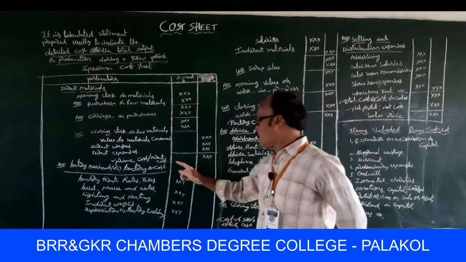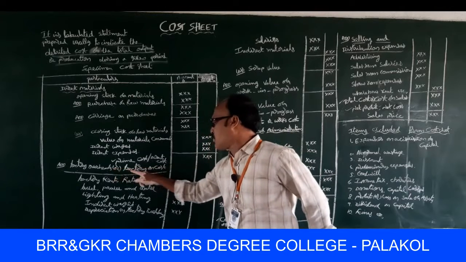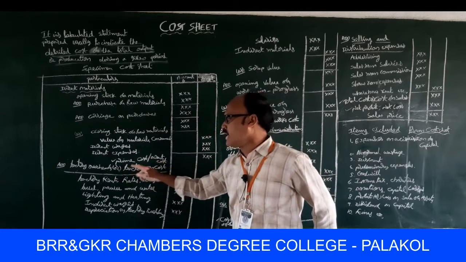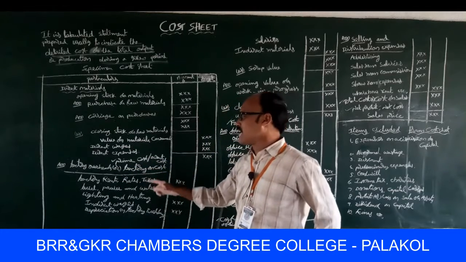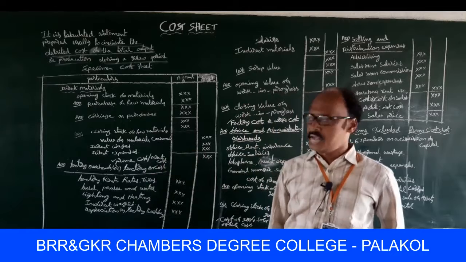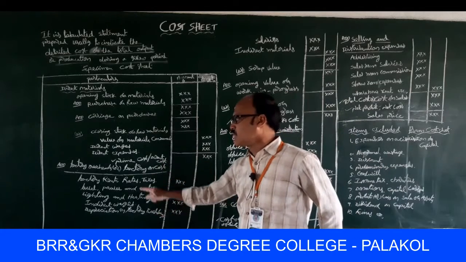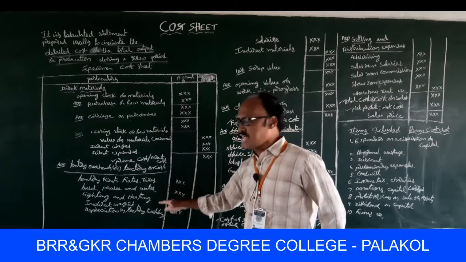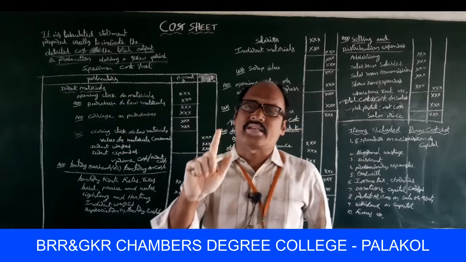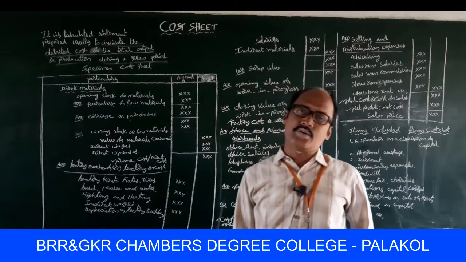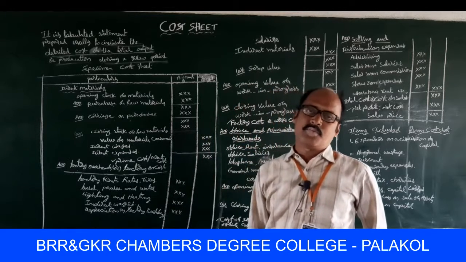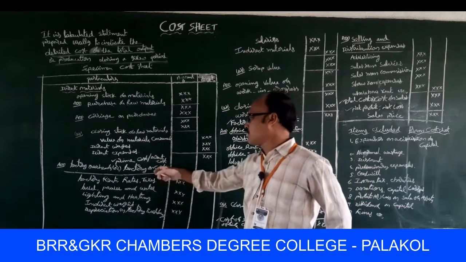So add factory overheads or factory on cost to the prime cost. What are the factory overheads? What are the transactions to be noted under the head of factory overheads? These are all the transactions related to factory overheads. These are treated as indirect expenses relating to factory. Indirect expenses are nothing but overheads. It is nothing but on cost.